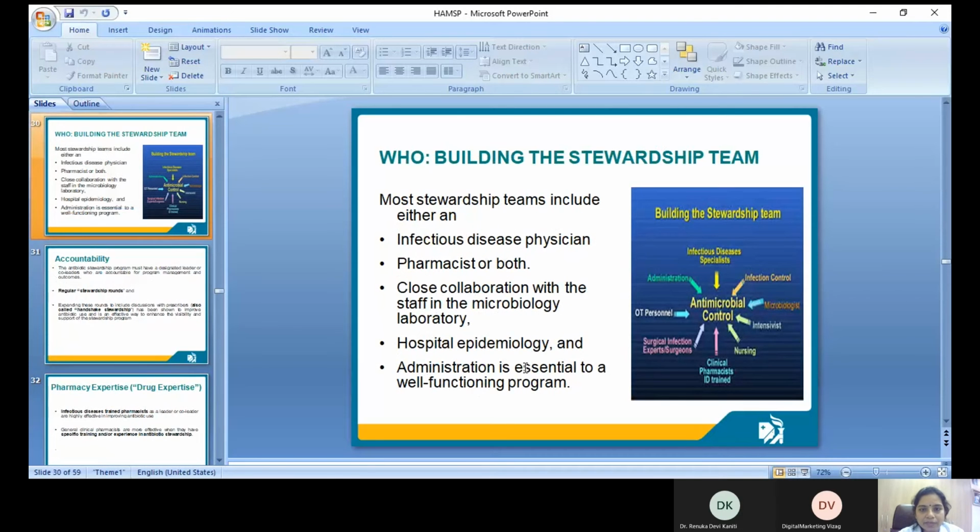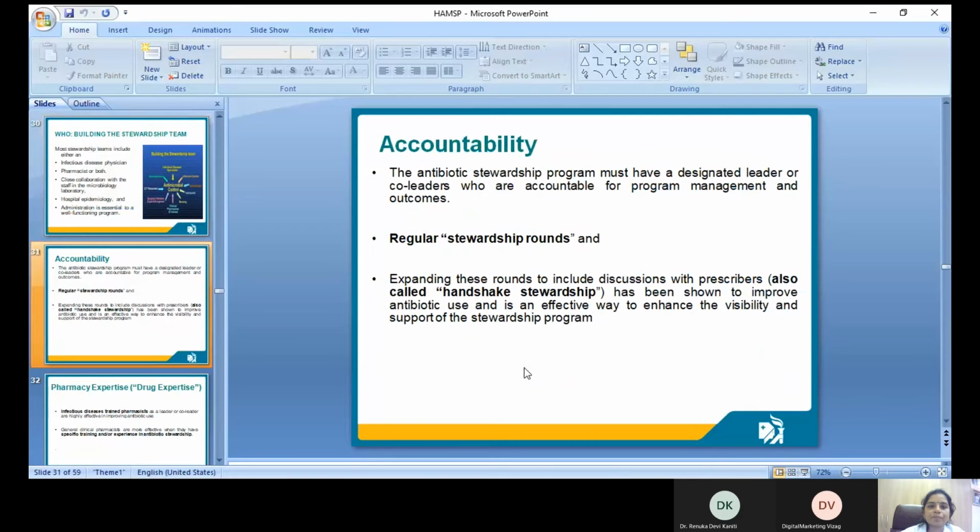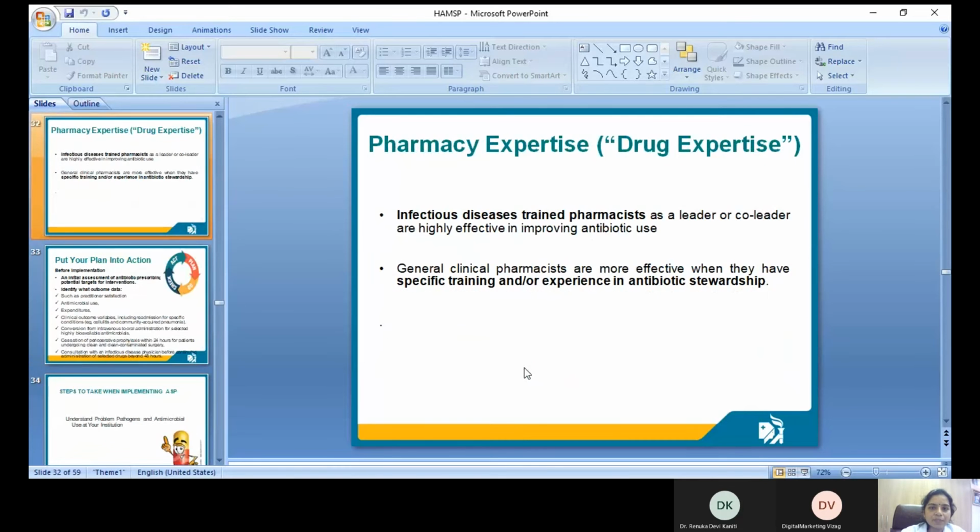So thus, we can start off with a small antimicrobial stewardship team, including identification or affiliation with a pharmacist, in collaboration with the microbiology laboratory, hospital epidemiology, and a strong administrative department. So pharmacy expertise is a must. A pharmacist who is infectious disease trained would be better, but a general clinical pharmacist is more effective when they have been trained in the antimicrobial stewardship program.